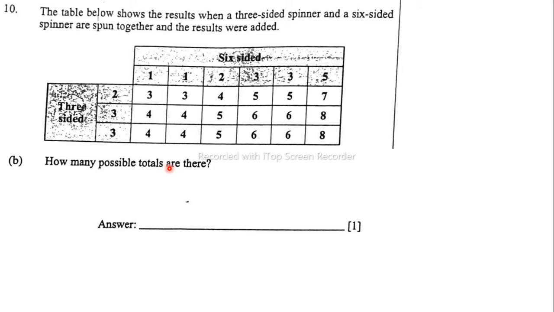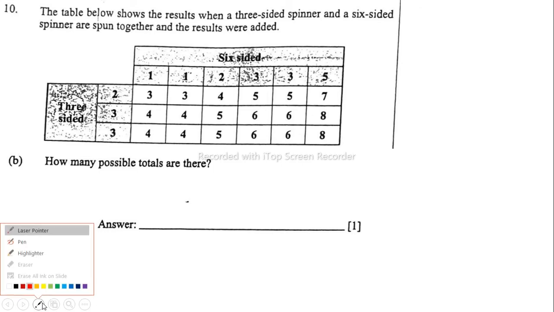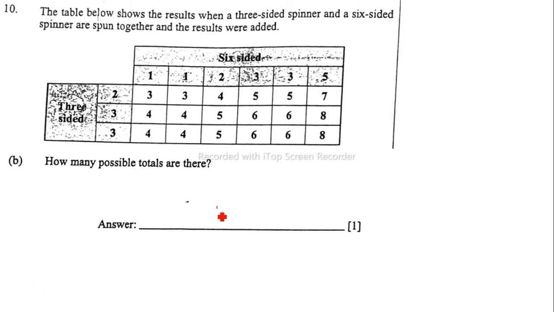Okay, so how many possible totals are there? In order to figure out the number of possible totals, we have to add the numbers that are in the clear boxes. So it's going to be 1, 2, 3, 4, 5, 6, 7, 8, 9, 10, 11, 12, 13, 14, 15, 16, 17, 18. So there are 18 possible totals that we could possibly have. Okay? Any questions on how we got to 18?